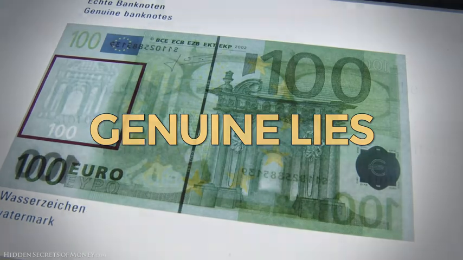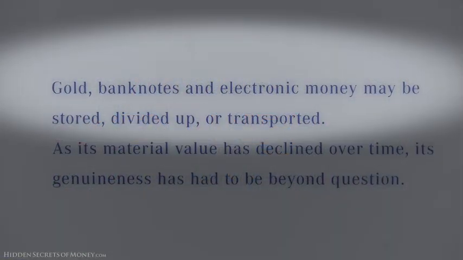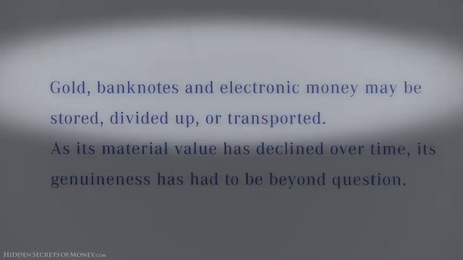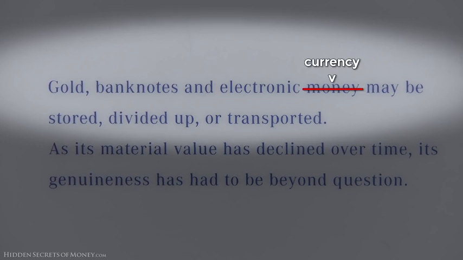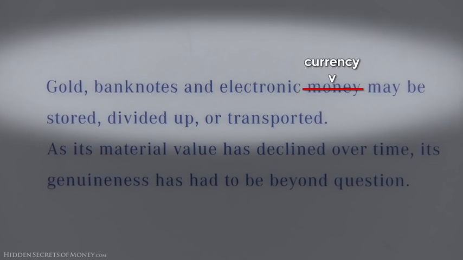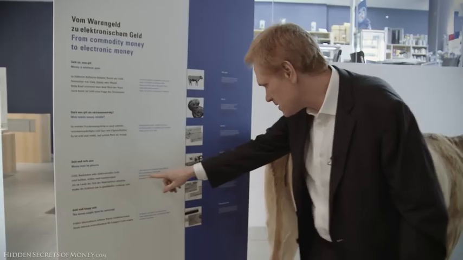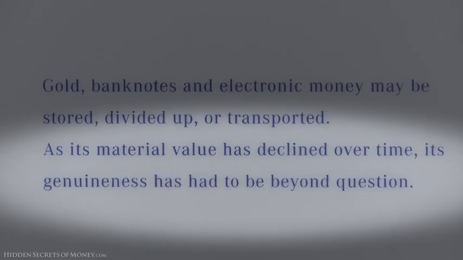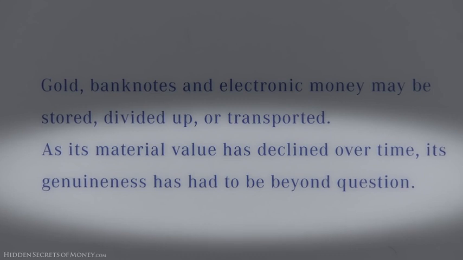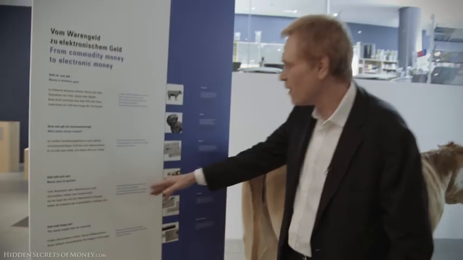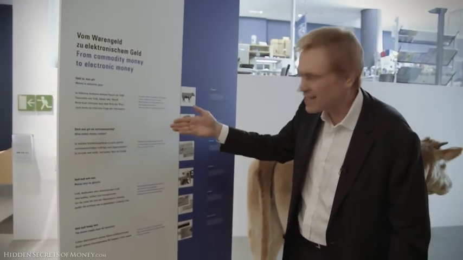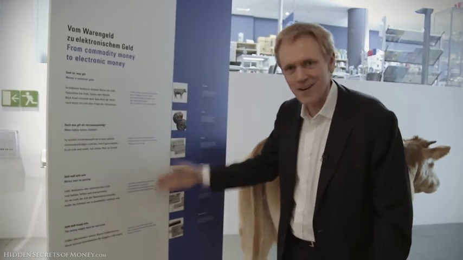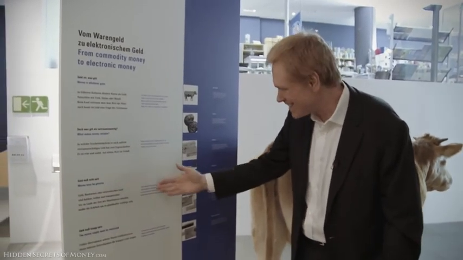It loses value. Gold, banknotes, and electronic money, meaning electronic currency, may be stored, divided up, or transported. As its material value has declined over time, its genuineness has had to be beyond question. Well, this one says that it's got to maintain its value, and right here they're contradicting the next one.